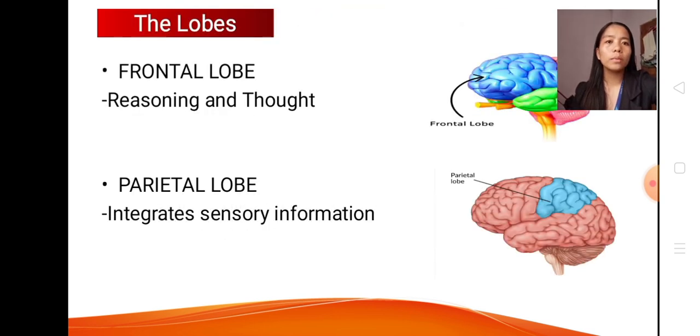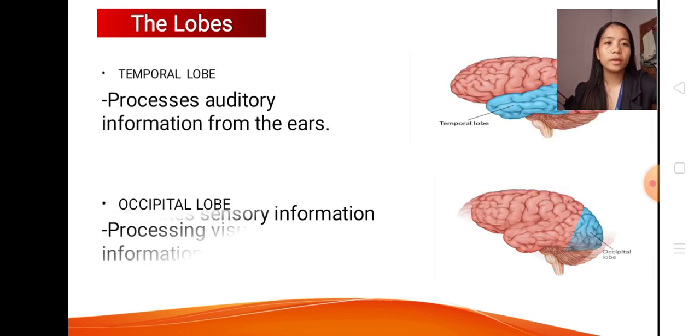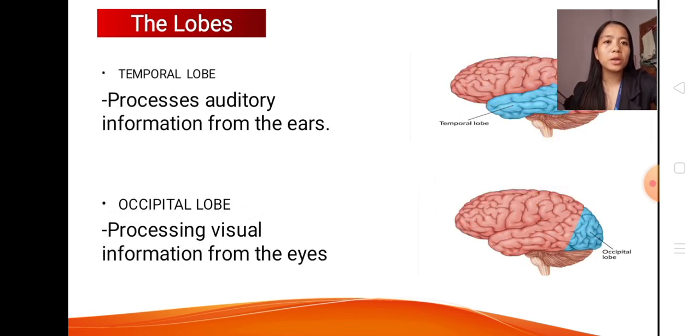The first lobe is the frontal lobe. It's responsible for reasoning and thoughts. Parietal lobe integrates sensory information. Temporal lobe processes auditory information from the ears. Occipital lobe is responsible for processing visual information from the eyes.